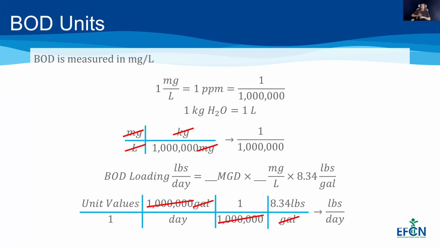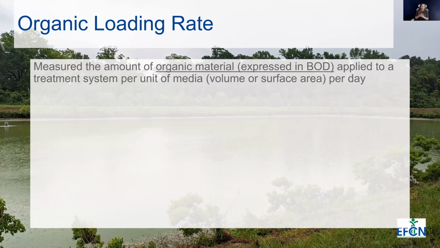So why is this important? Because we have things like our organic loading rate. This measures the amount of organic material, typically expressed in that BOD loading, applied to a treatment system per unit of media. If you remember from the beginning of this section, these are going to be our fixed film processes, which are trickling filters, RBCs, it can be ponds, and those are typically going to be in volume or surface area. So the units for our organic loading processes will typically be measured in units of media per day.